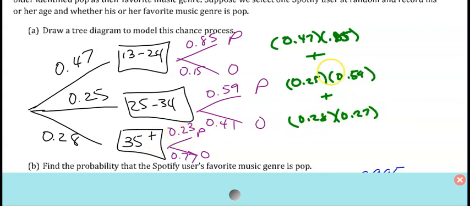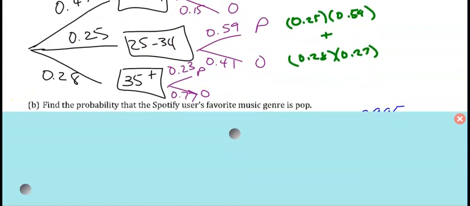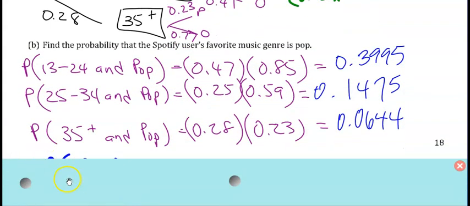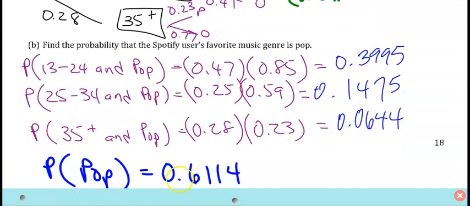0.23 for that 23%. So we get all three of these values because all of these folks prefer pop, and then we take their sum and we get 0.6114. Okay, again, following the branches. Okay, so I'm going to pause for a moment and go to the next example.